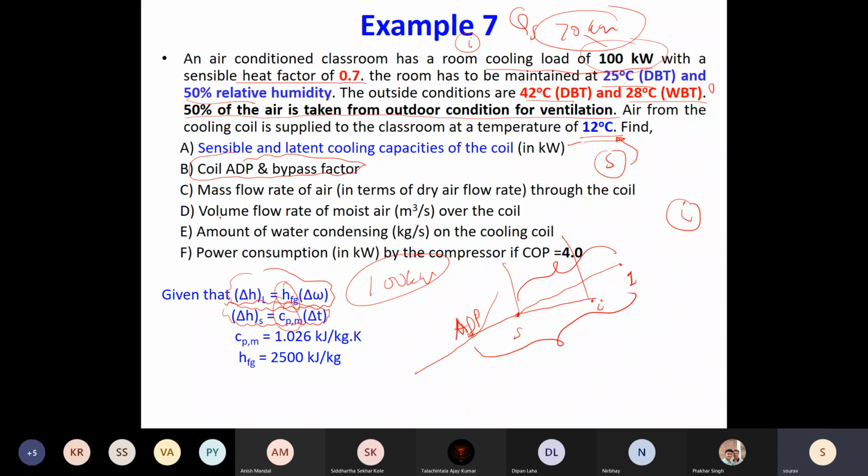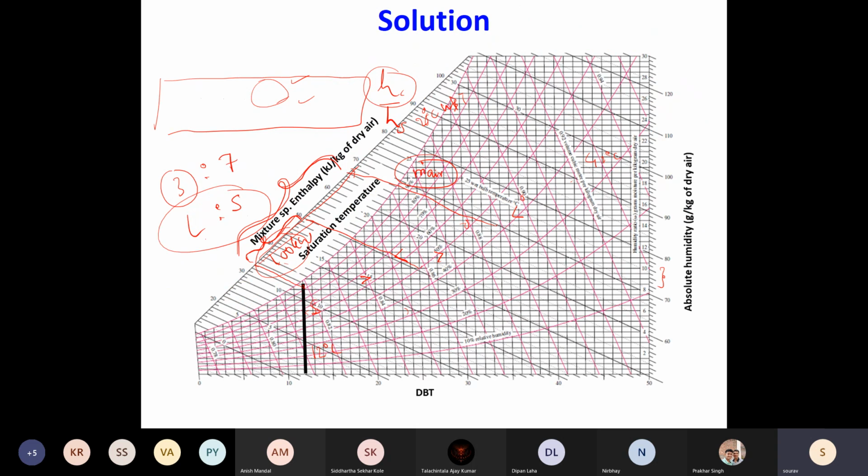Volume flow rate of moist air over the coil. To answer this, you'll have to look at the density lines. You see these are the density lines, so you'll have to do some interpolation. So what would be this density? Well, actually, these are specific volume lines, so 1 over this will give you the density.